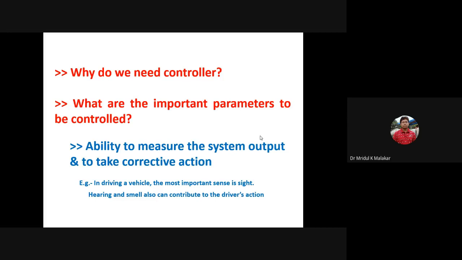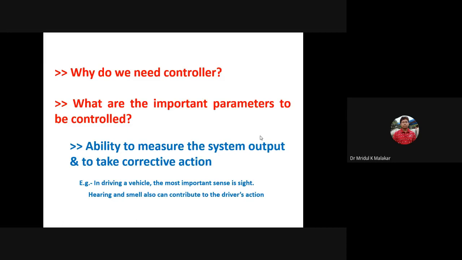And sometimes we get signals from the environment, like hearing a horn, somebody hitting me from the backside, or me hitting someone, or somebody giving a horn to me. So this kind of signals and parameters we need to measure, and based on that measurement we do the corrective action. What we need, the driver does the driving.